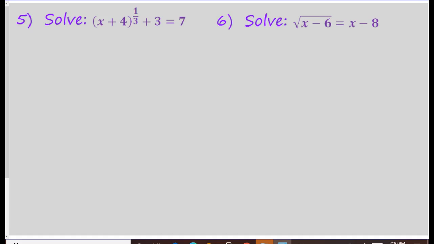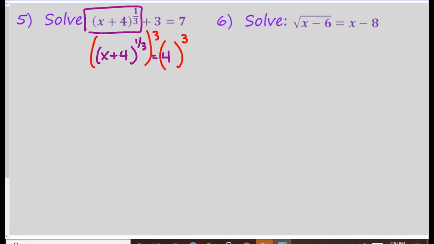Number 5 is similar to the last couple problems where we have a rational exponent, but we need to isolate that part before we raise both sides to a power. So let's subtract 3 from both sides. And then let's raise both sides to what power? What would you say? What's going to undo the 1/3 power? That's right, cubing. So we'll cube both sides. And now we have x plus 4 equals 4 cubed, and 4 cubed is 64. So we have x equals 60.